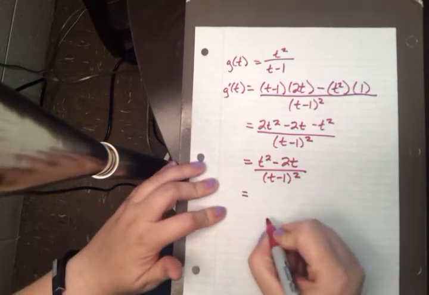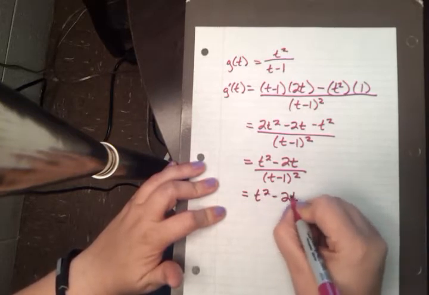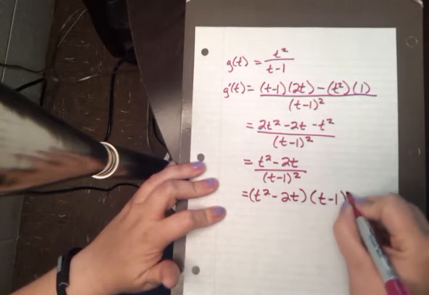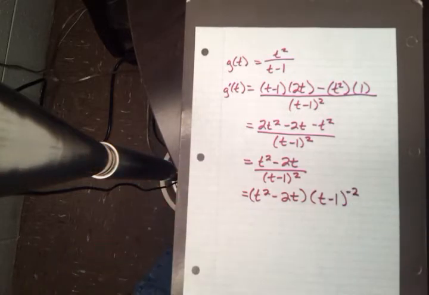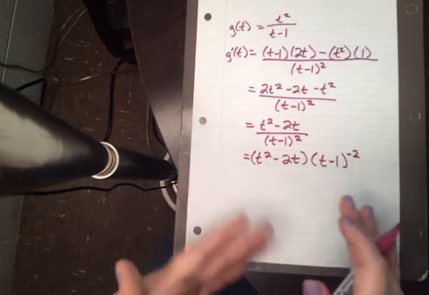So I'm actually going to rewrite this one more time. It's going to be t squared minus 2t times t minus 1 to the negative 2. I just brought that up to the top, and now I can do the product rule. I have to use a chain rule, but because this is the last step, I don't have to simplify. I feel like I'd rather do it this way.